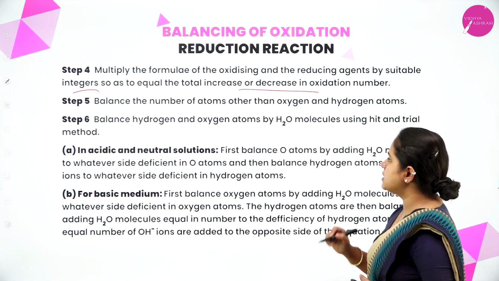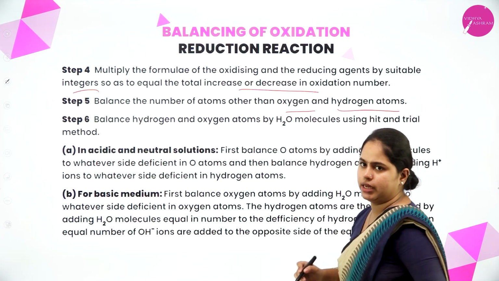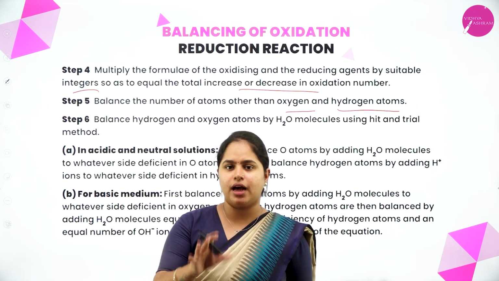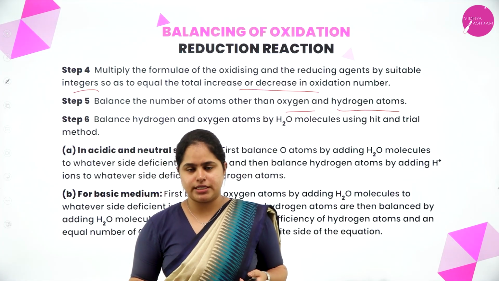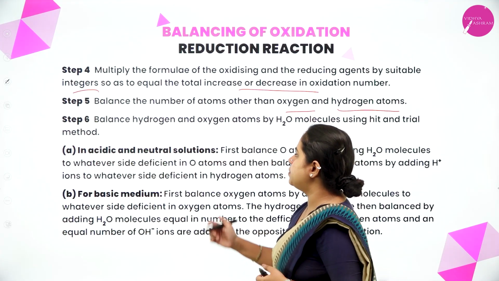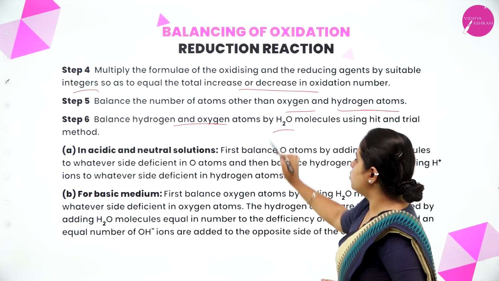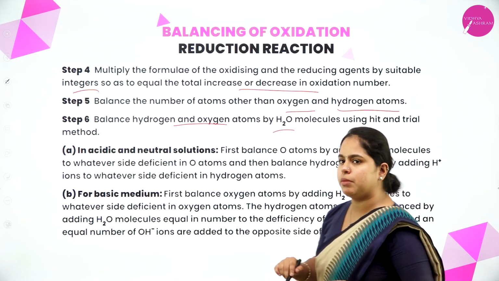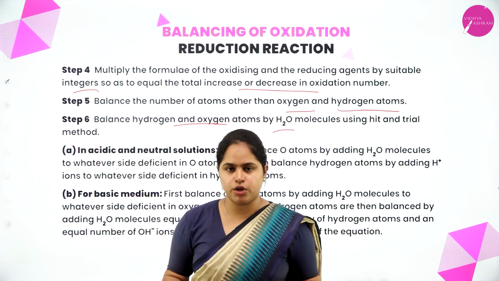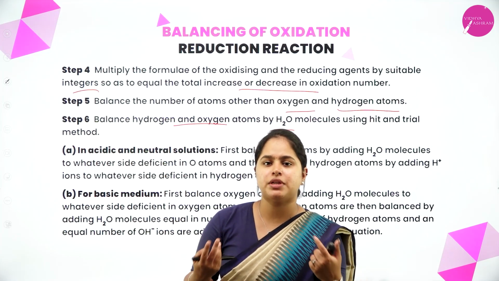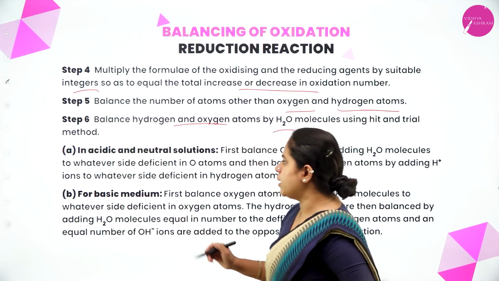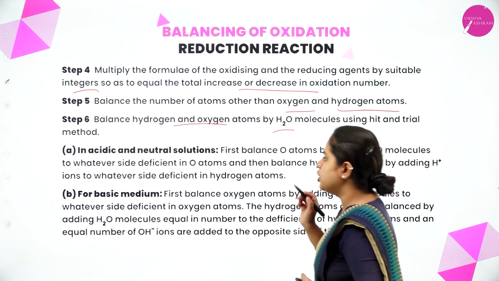Yes, next step is balance the number of atoms other than oxygen and hydrogen. So that means that apart from oxygen and hydrogen, which we will be balancing towards the end. In the last step, we will be balancing oxygen and hydrogen atoms. So before that, if any other atoms are unbalanced, you have to balance that. Okay, and the last step is balance hydrogen and oxygen atoms by using water molecules using hit and trial method. So however many oxygen atoms you require, that many molecules of water you have to add, and to balance that we will be representing H plus ions on the other side. So all of this, once we start doing the problems, you will understand. Okay, so in acidic medium, and neutral solutions.